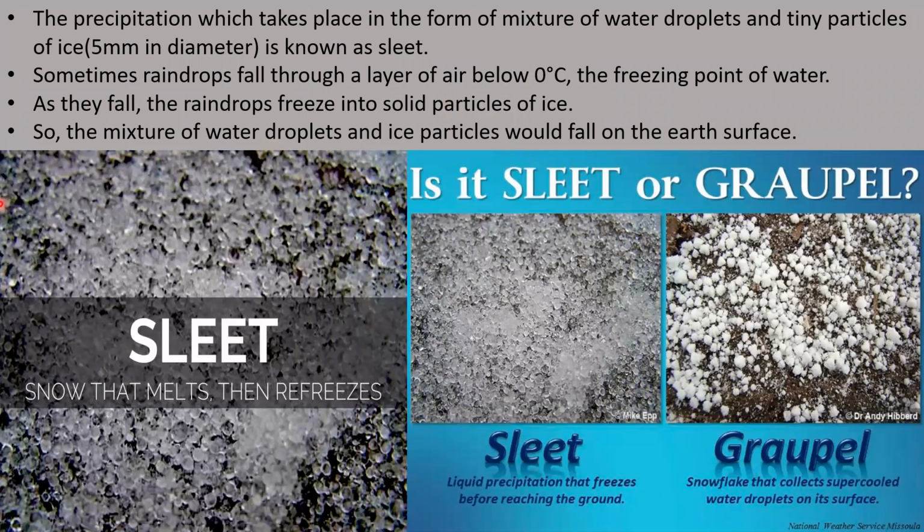So the mixture of water droplets and ice particles falls on the earth's surface, and it is called sleet. And there is another form which is also called graupel. Sleet is liquid precipitation that freezes before reaching the ground, whereas graupel is just a snowflake that collects supercooled water droplets on its surface.